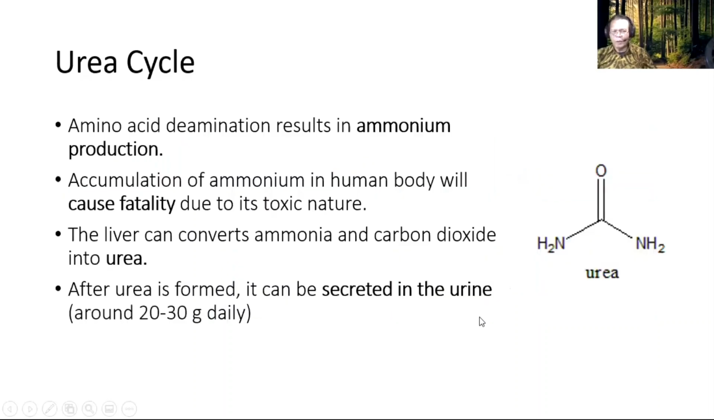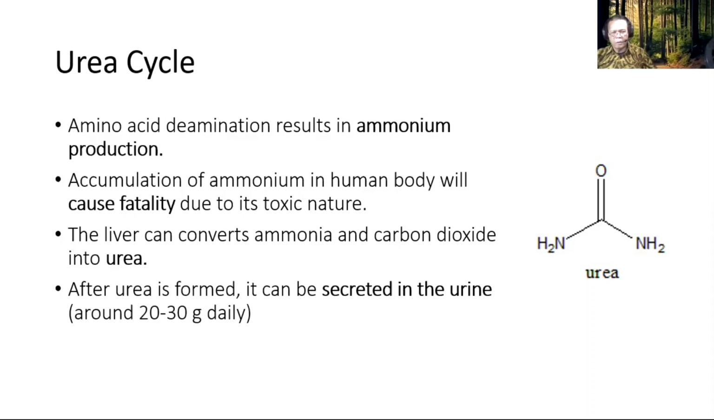Now let's see the urea cycle. Amino acid deamination results in ammonium production. Accumulation of ammonium in the human body will cause fatality due to its toxic nature. The liver can convert ammonia and carbon dioxide into urea. After urea is formed, it can be secreted in the urine. This is around 20 to 30 grams daily.